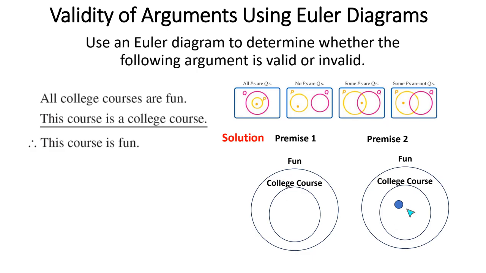Now we want to see, well, if we look at the conclusion, this course is fun. Since the dot is inside of the college course circle, which is inside of the fun circle, then our conclusion seems to be valid, okay? But before we make any final conclusions, you always want to ask yourself, is there anywhere else that we can place that second premise? In other words, this dot here, would I be able to place it anywhere else?